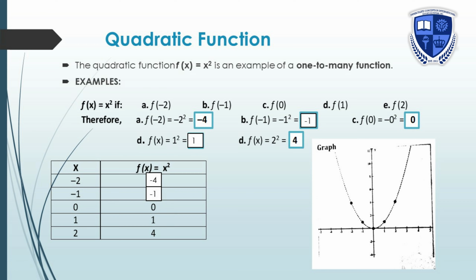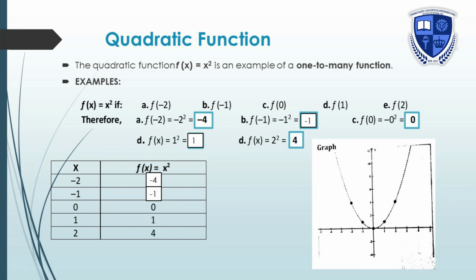Then letter C, 0 squared is equal to 0. Yung value po natin na 0 para sa x, then yung answer po natin na 0 ay nasa y. Then letter D, 1 squared equal to 1. So, kung mapapansin niyo po ulit, yung ating positive 1 ay nasa x, then yung answer na 1 ay nasa y po. Then the last letter E, 2 squared is equal to 4. Yung ating value para sa x na 2 ay nandun po sa table ng x. Then yung ating sagot na 4 ay nasa table naman po ng y.